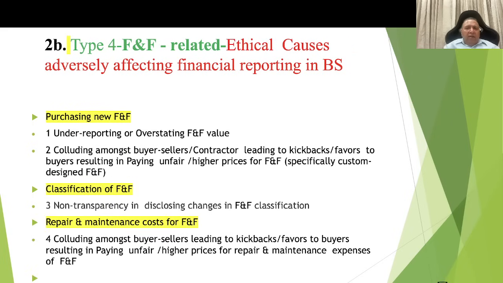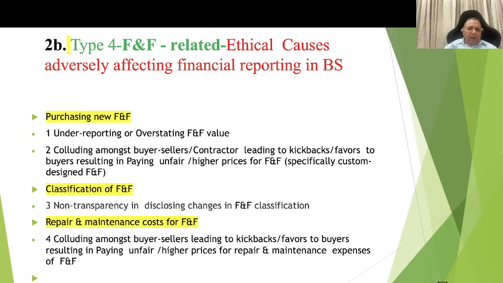Ethical causes that can adversely affect the financial reporting in the balance sheet. Purchasing related: underreporting or overstating the F&F value, colluding amongst the buyer, seller, and contractor, leading to kickbacks in favor of the buyers, resulting in paying unfair and higher prices for F&F, specifically for custom-designed furniture and fixtures, and thus affecting the financial reporting adversely.